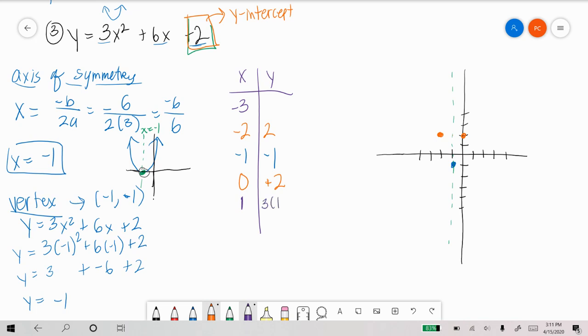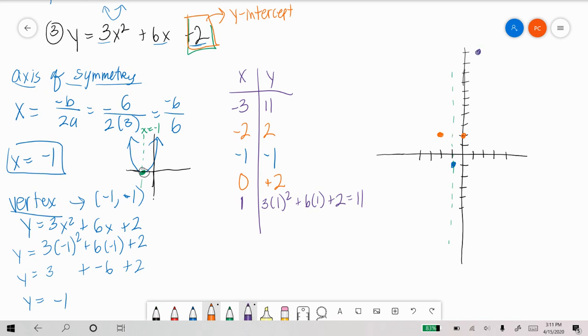So I would do 3 times 1 squared plus 6 times 1 plus 2. 1 squared is 1, so 3 times 1 is 3, plus 6 is 9, plus 2 is 11, which means if that's reflected at negative 3, y is also equal to 11. So I have the point 1 and then 11, 8, 9, 10, 11. There we go. So 1, 11.